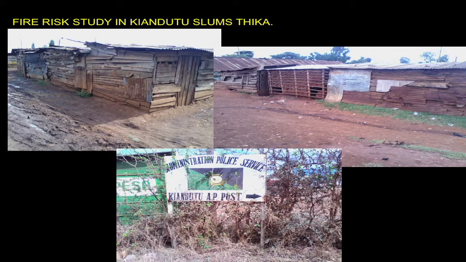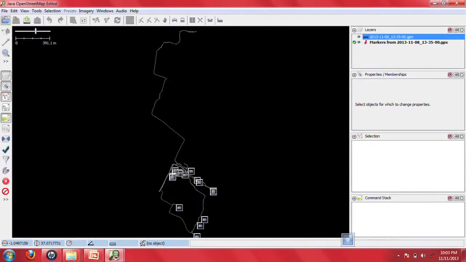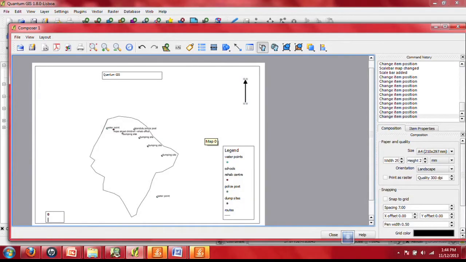dynamics. Now, what you see behind is a small study we did at the Kianduto slums in Thika, where we collected data just to study the fire risk situation in Kianduto slums, an informal settlement in Thika. So that was the data collected, and that shows how it was loaded in GeoSum. After analyzing it using QGIS, it was found that there are no open places in cases of fires, and this just shows you the level of risk in cases where some of these disasters happen, and most of this data is not available.